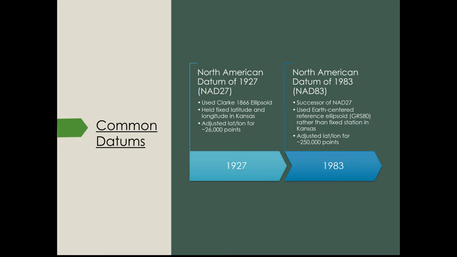However, more recent data should use the North American Datum of 1983. The North American Datum 1983, or NAD83, is the successor of NAD27 and uses an Earth-centered reference ellipsoid rather than a fixed station in Kansas. Additionally, 250,000 points were measured to adjust the latitude and longitude locations. It's worth mentioning that it's okay to use NAD27 or NAD83. However, when performing analysis, you should convert all the data into a single datum for analysis purposes.